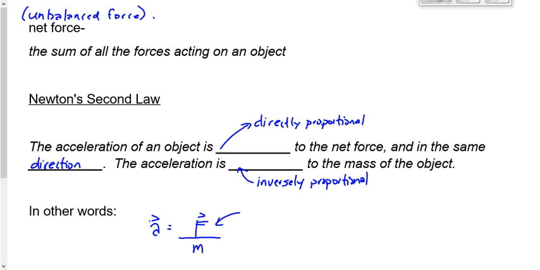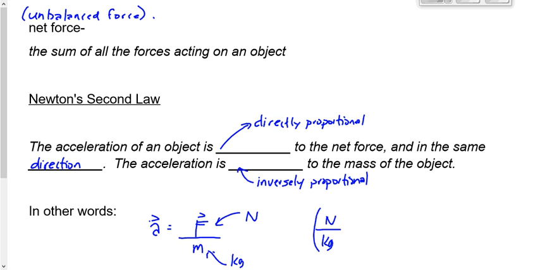What units do you use for force? This isn't new. What units do we use for force? Newtons, right? What units do we use for mass? Yeah, kilograms. That means the units for acceleration, we could write it as newtons per kilogram.